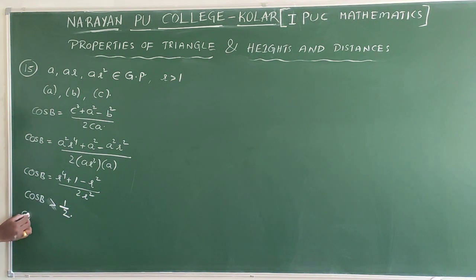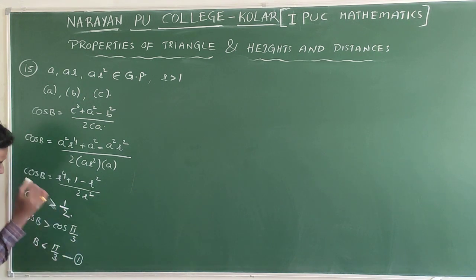This 1 by 2 I can write as cos 60, because cos 60 value is 1 by 2. From this I can write B less than pi by 3. Actually here I am applying the linear inequalities concept. So here, if you remove cos, the inequality will change. Here greater than means less than will come, and less than means greater than will come. So we got one condition.